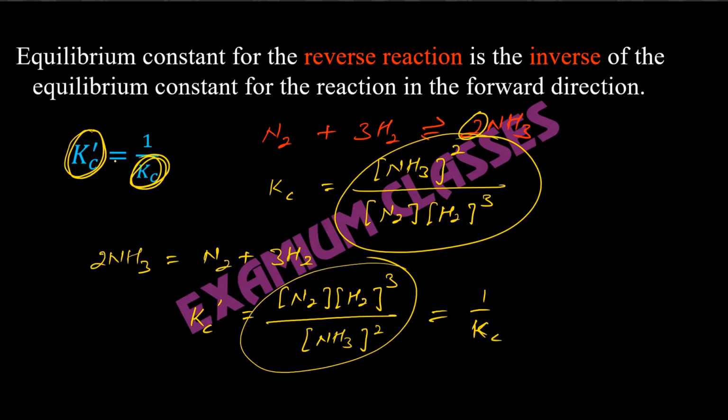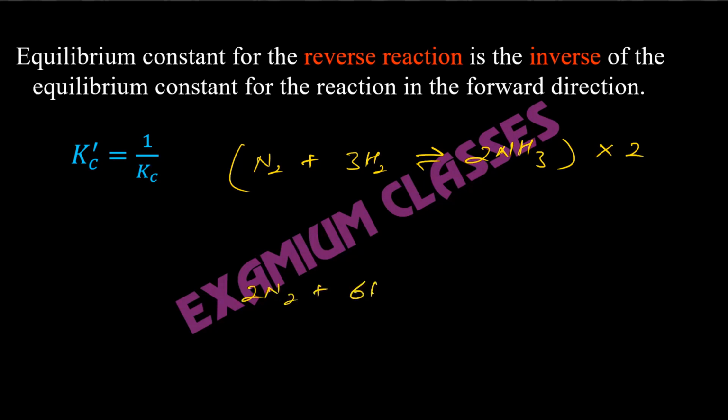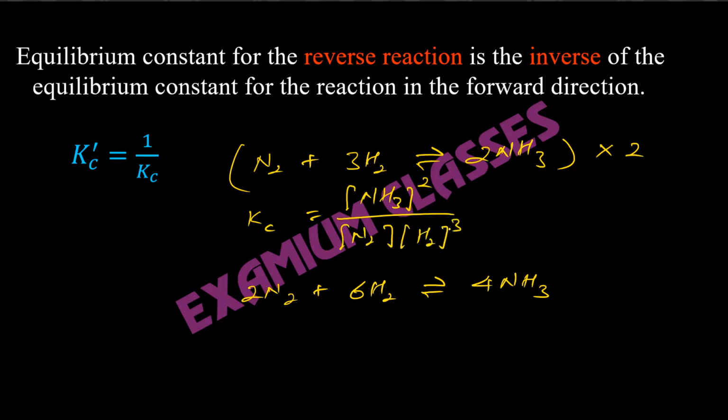Now, another point: suppose you multiply the reaction by some coefficient. Suppose you have the same thing, N2 plus 3H2 gives you 2NH3, and you multiply the whole equation by 2. Okay. So in that case, it will be 2N2 plus 6H2 gives you 4NH3. So in the first case, when I am considering only this one, Kc will be ammonia concentration raised to the power 2 divided by nitrogen concentration times hydrogen concentration whole cube.